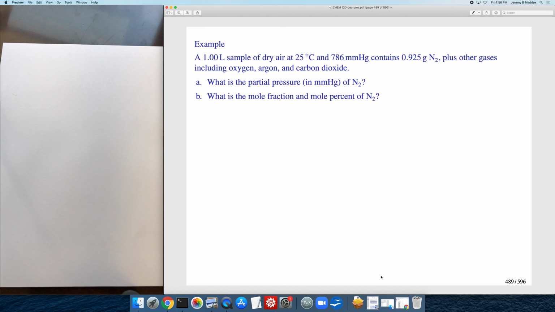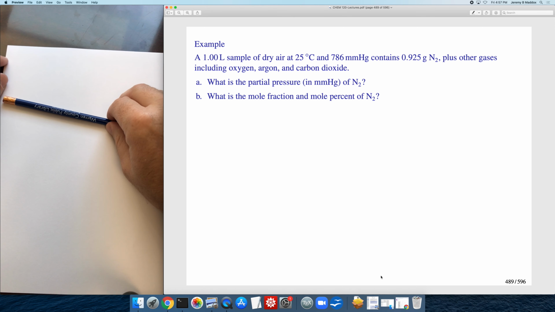So here we've got a liter of dry air, which means that there's no water vapor in the air. It's at 25 degrees Celsius, and the total pressure is 786 millimeters of mercury. This gas mixture contains 0.925 grams of nitrogen, plus other gases, which include oxygen, argon, and carbon dioxide. We're being asked to calculate the partial pressure in millimeters of mercury for the nitrogen gas.